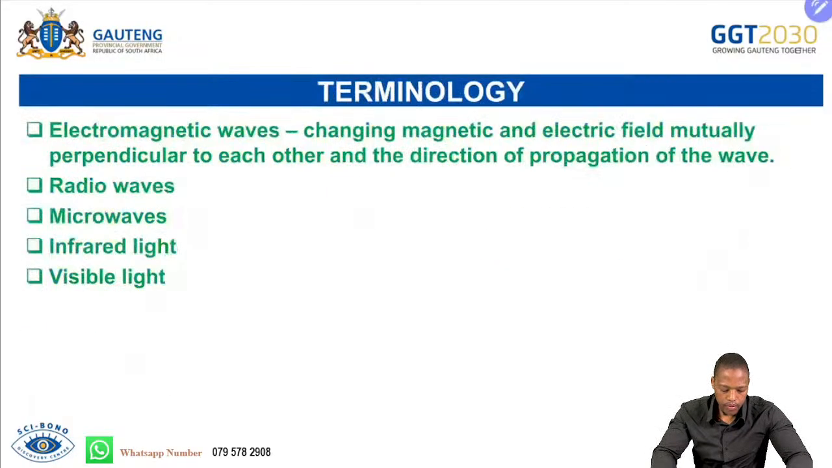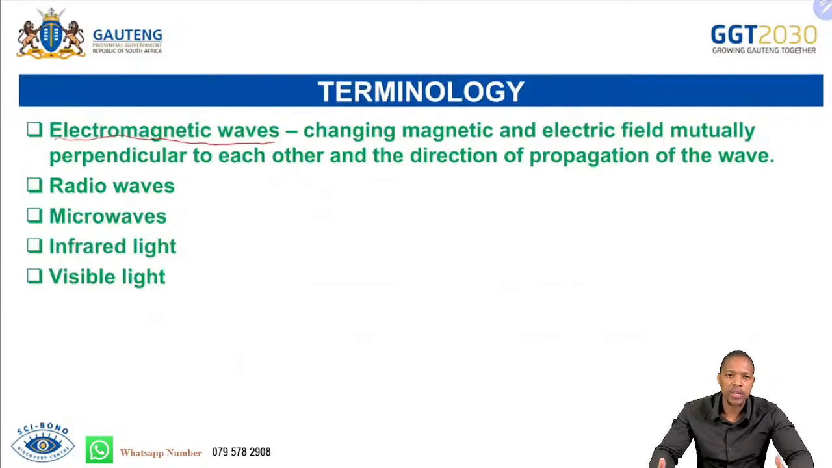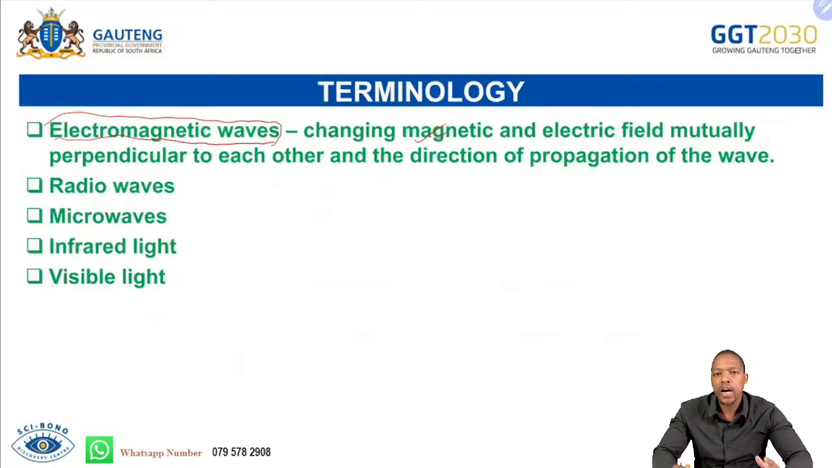Right, so the terminology that we are going to be exposed to for today's lesson, we are going to learn about electromagnetic waves. The definition of electromagnetic waves is changing magnetic and electric fields mutually perpendicular to each other and to the direction of propagation of the wave. And again, I would emphasize, as I always do, this definition is taken from the examination guideline as it is. This is how we always want to define, grade 12, we define according to the examination guideline.